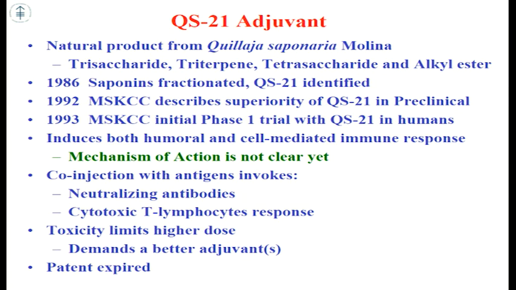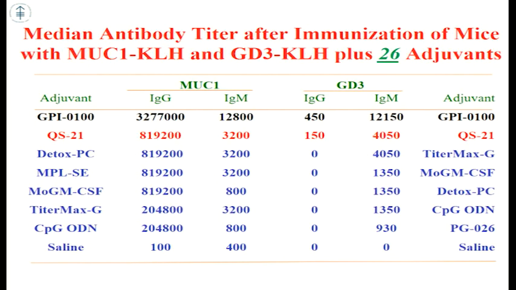For example, in 1986, they identified that a QS21 fraction is immunologically active, adjuvant active, and in 1992 and 93, Sloan Kettering started the first clinical trial. Then slowly it goes. So this is the summary, and the patent expired. And then we were also desperately looking for new adjuvants. So based on the literature, we contacted many companies, many scientists. We gathered about 26 different adjuvants and tested them.